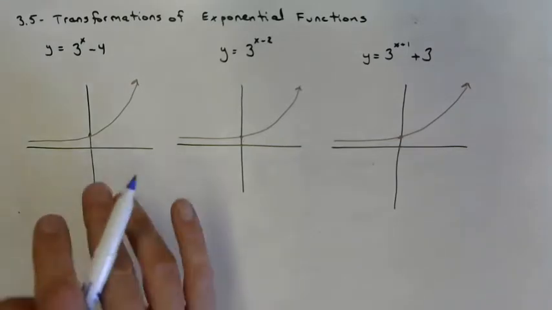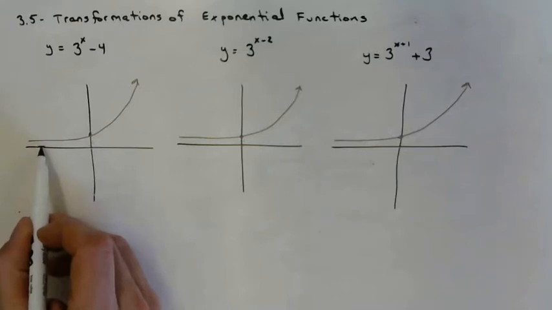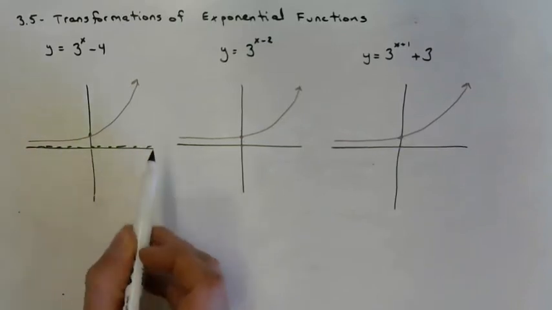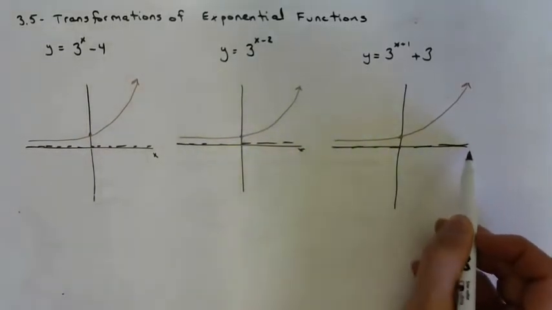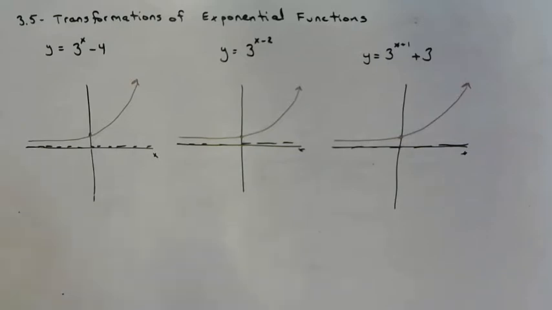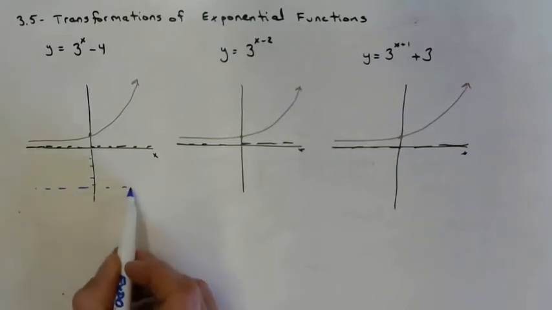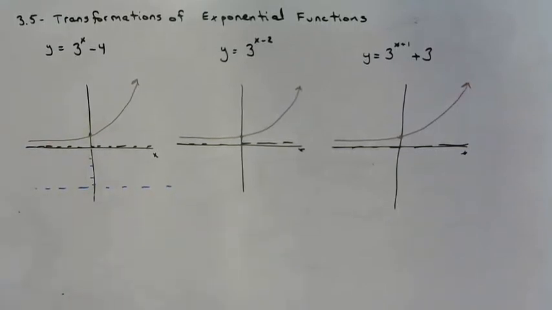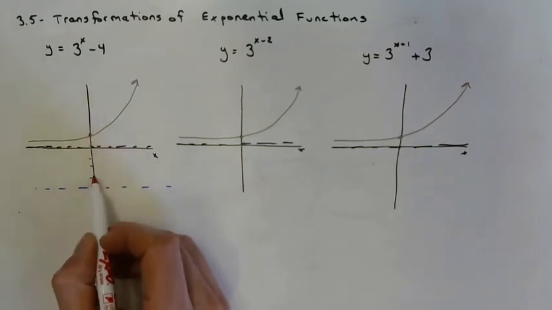Down 4. It's going to take the whole curve, the exact same curve, and move it down 4. The best way to do this is to think about the asymptote, which the original asymptote is the line y equals 0, or the x-axis. But this asymptote is going to move down 4. 1, 2, 3, 4. Which means this point, 0, 1, is going to move down 4 to be 0, -3.